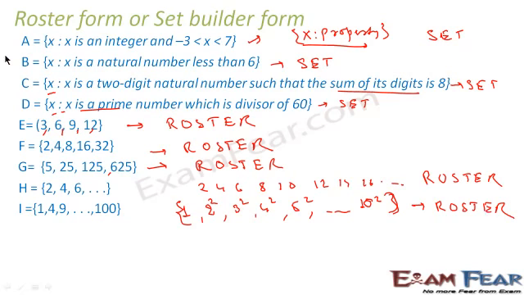So if you see the first 4 where it says X colon property, these are in set builder form. I'll write set builder form. And the last 5 where all the elements are listed separated by comma enclosed within braces, these are all roster form.